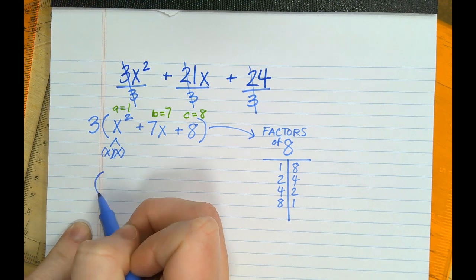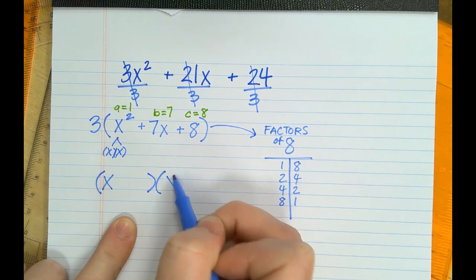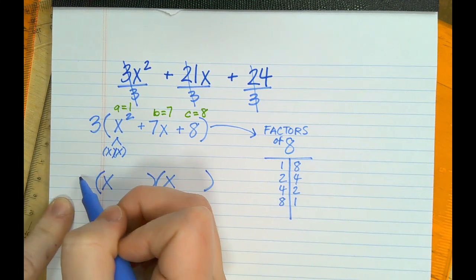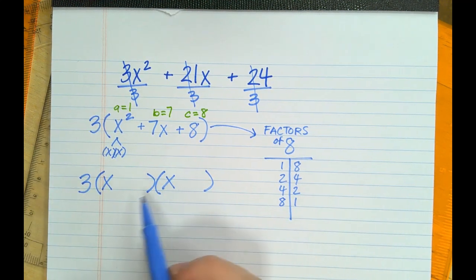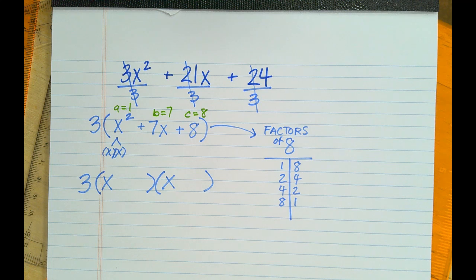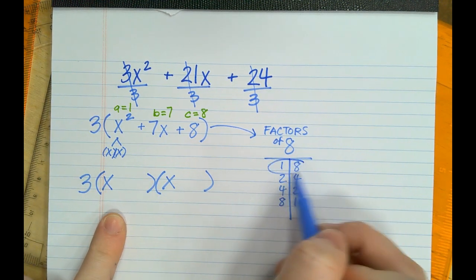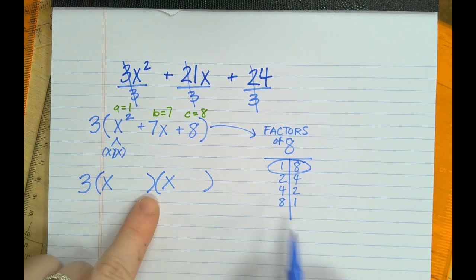So it's the same thing we did before. We just don't normally write that out. So I'm going to have 3 on the outside with an x in parentheses times an x in parentheses. And now we're going to need to try all our options. Are any of these going to work? No. Let's look, because 8 is already larger than 7. Yeah, 8's already bigger than 7.